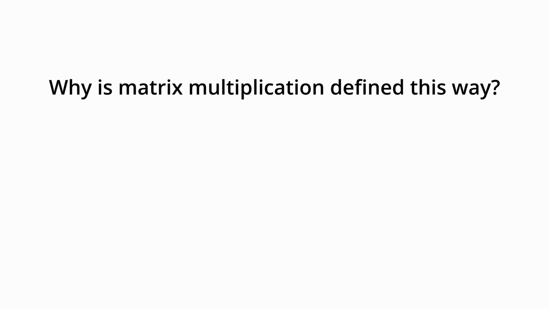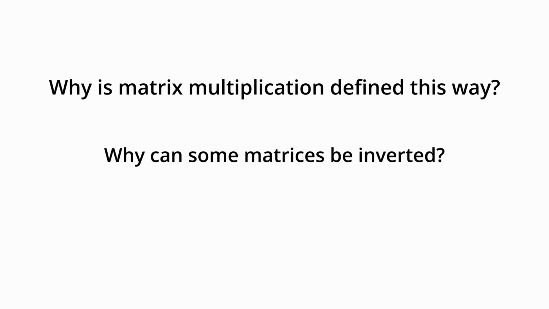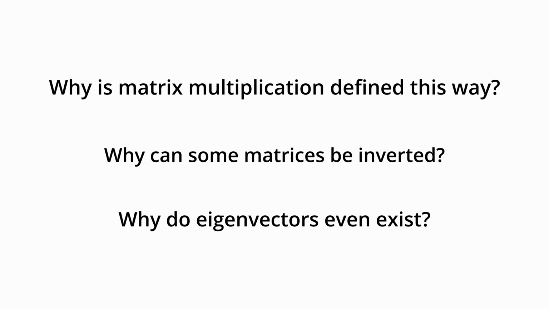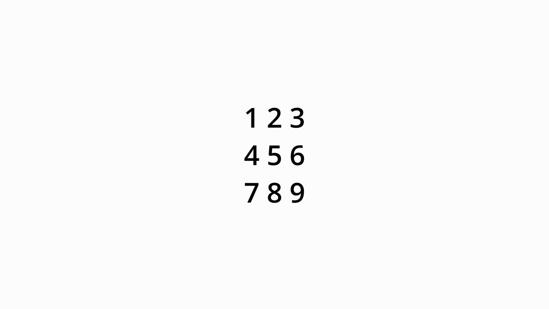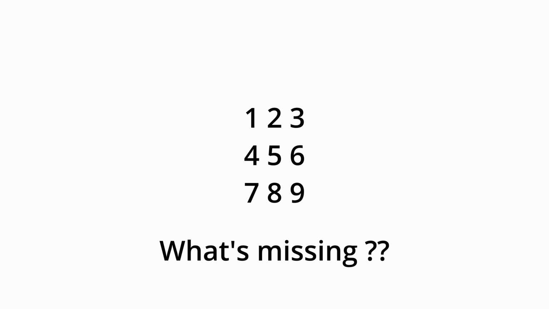Why is matrix multiplication defined this way? Why can only some matrices be inverted? And why do eigenvectors even exist? These ideas seem disconnected because we are only looking at the numbers, right? So let's talk about these missing pictures.